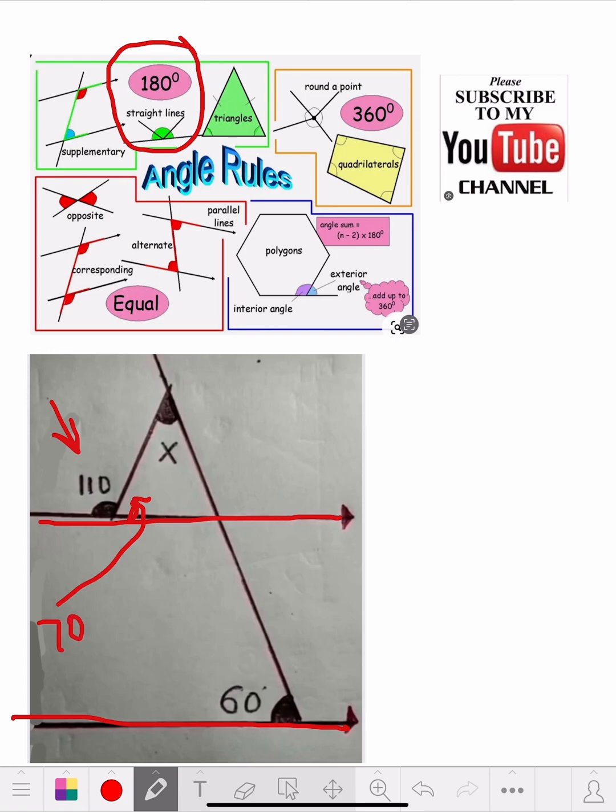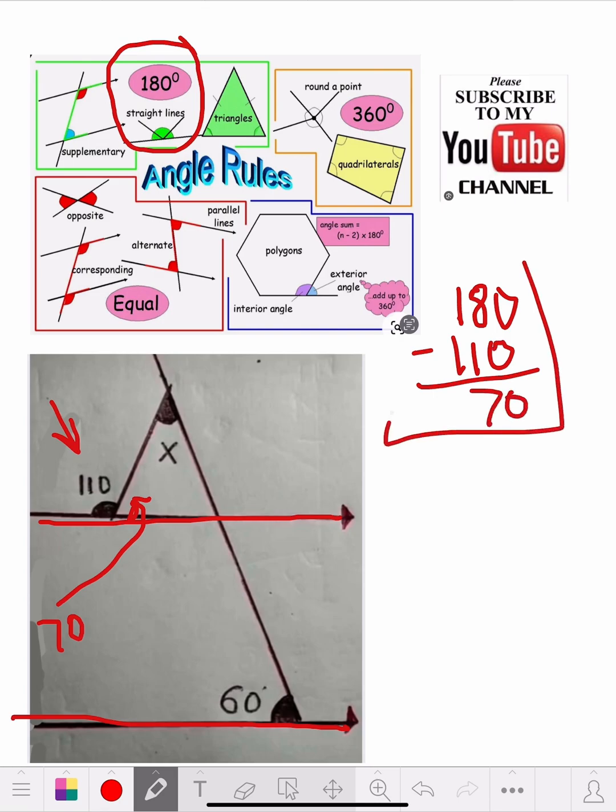I'm going to write it down because I like to, so everybody can see everything. So we've got 180 minus 110. Quick math tells me it's 70. That's how I arrived at that. Let's square that off so we know that's one of them. So we've got 70.